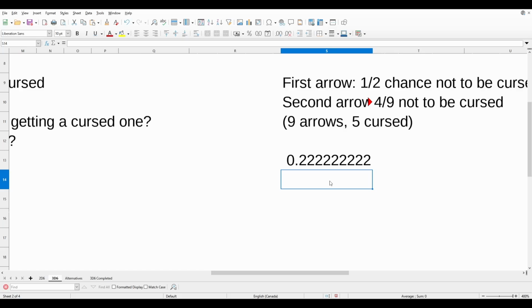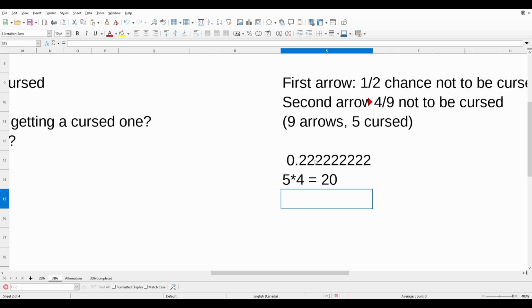The number of ways in which I can pick the non-cursed arrows, well, there's 5 non-cursed arrows, so I'm going to pick the first one. There's 5 options to do that. I have 4 non-cursed arrows left. There's then 4 options to do that. So there are 20 ways total in which I can pick non-cursed arrows. If I just have 5 non-cursed arrows laid out in front of me, pick 2 of them at random, 20 different ways I can do that.